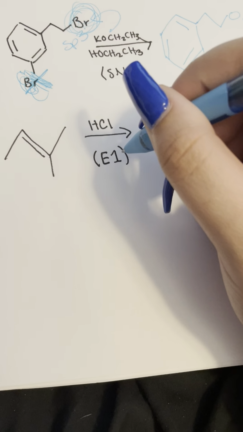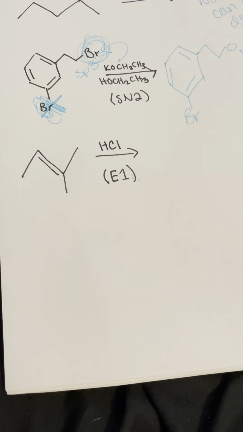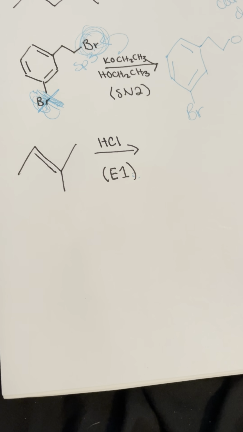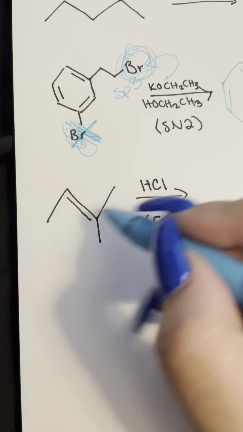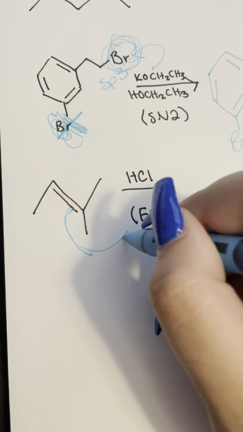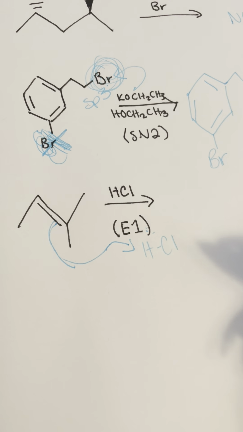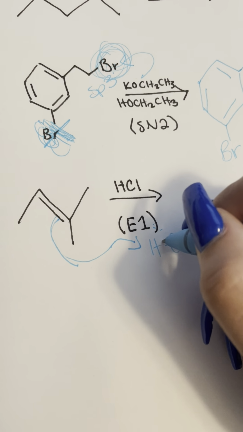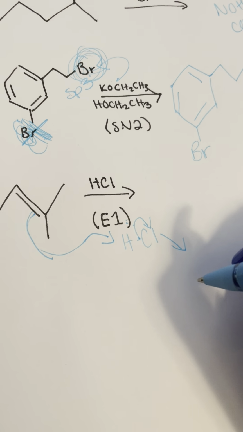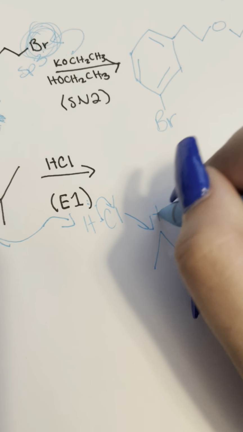For the next one, we have an E1, and I'll give you all a minute. All right, this should have been easy. We're going to take the double bond and that's just floating in solution. We're going to take this, put it there. Now this is a 2-step because it's an E1. We're going to have carbocation.